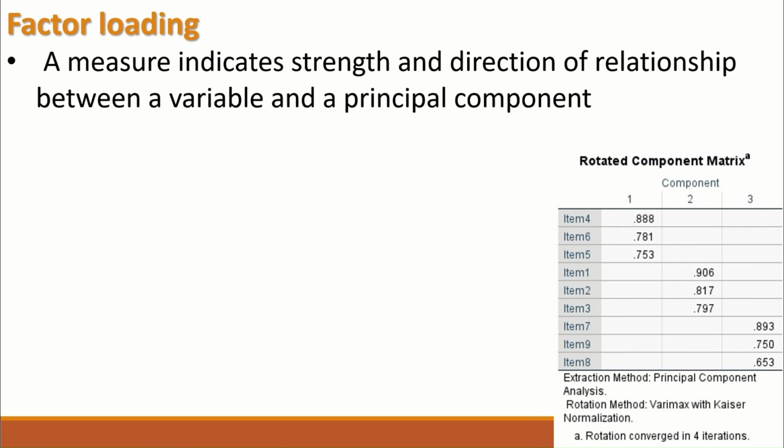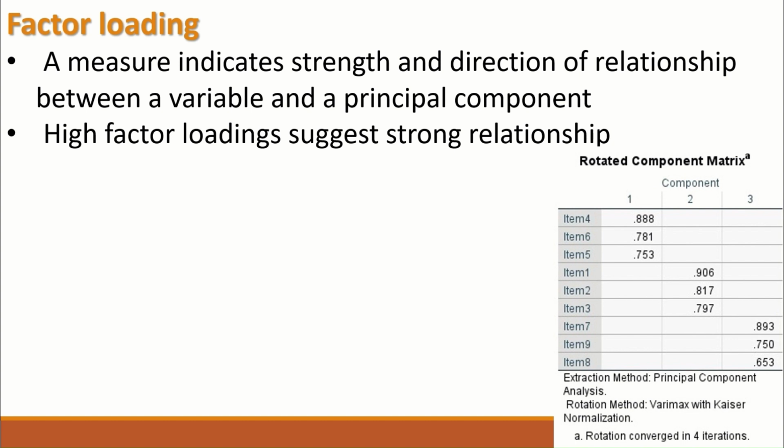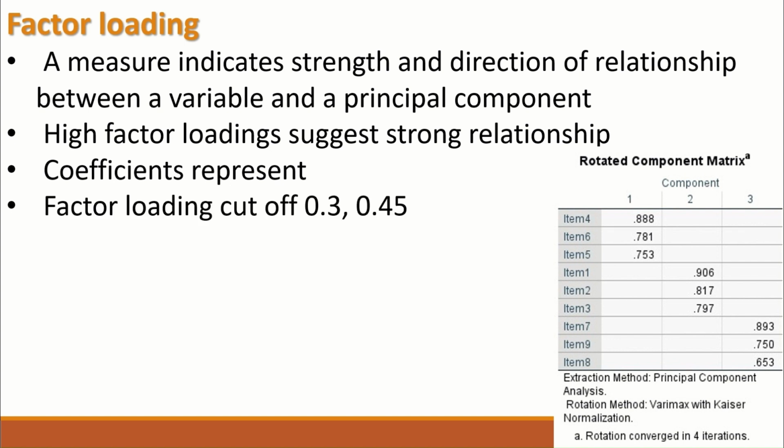Factor loading is a measure that indicates the strength and the direction of the relationship between variables and principal component. The higher the factor loading, the stronger the relationship. Factor loading is a coefficient, and the cutoff for factor loading as a rule of thumb is 0.3. Some people use 0.4, and some people become more stringent and use 0.45. So aim for a high value, which is 0.9.